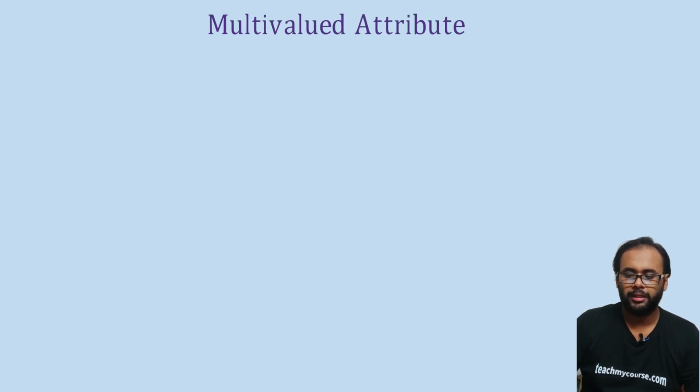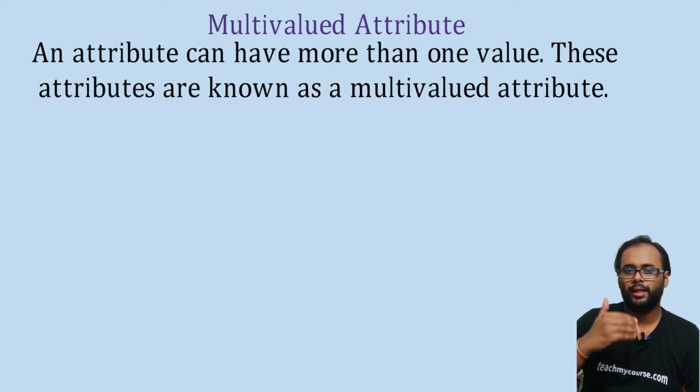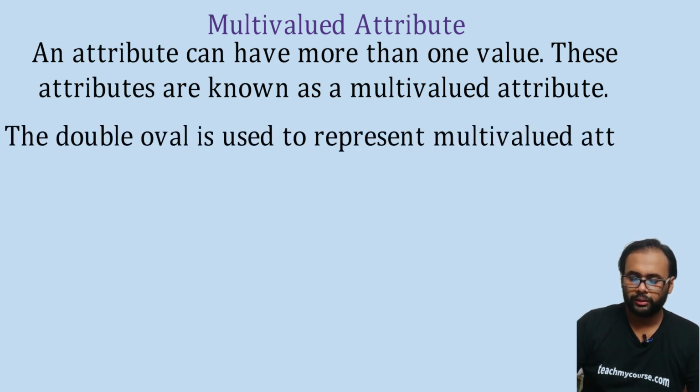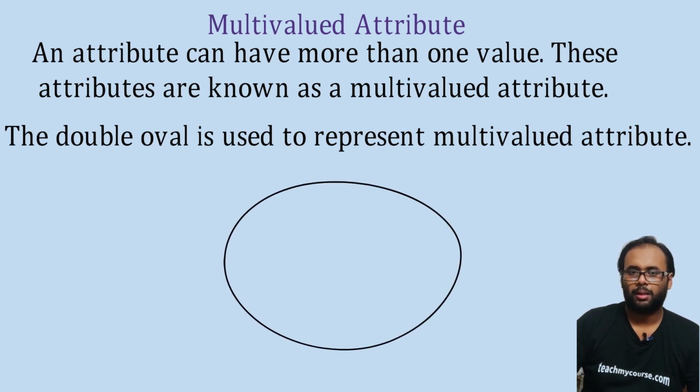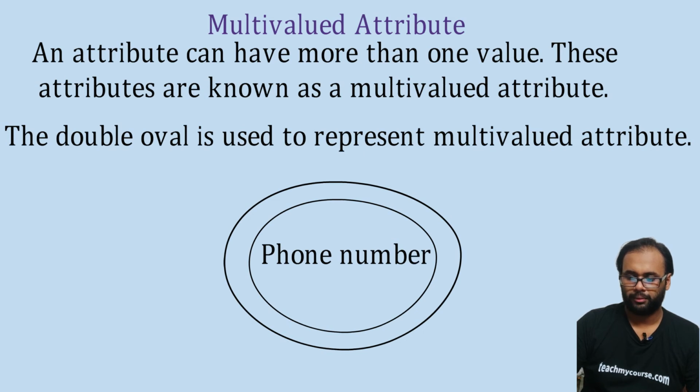Then we come to the multi-valued attribute. An attribute that can have more than one value is known as a multi-valued attribute. So a double oval is used to represent a multi-valued attribute, like a person can have multiple phone numbers. Okay. So in that case we draw the double ellipse or double oval. So that is the phone number, which is a multi-valued attribute.